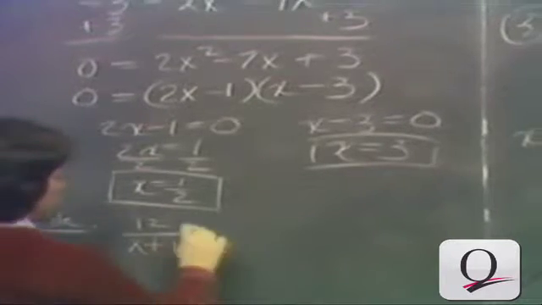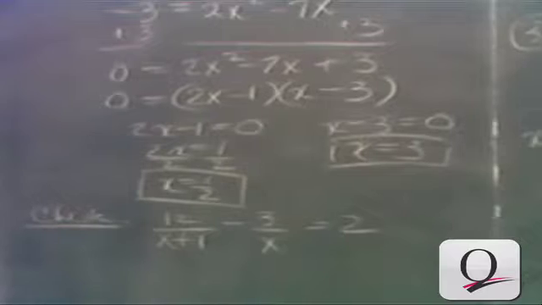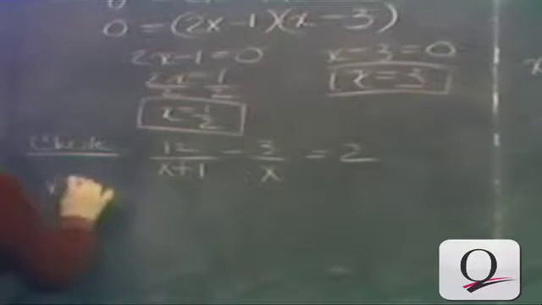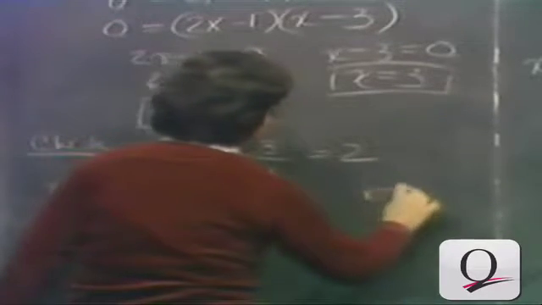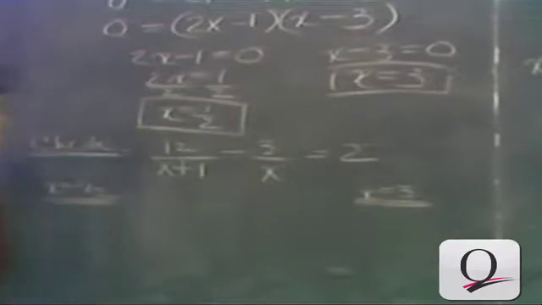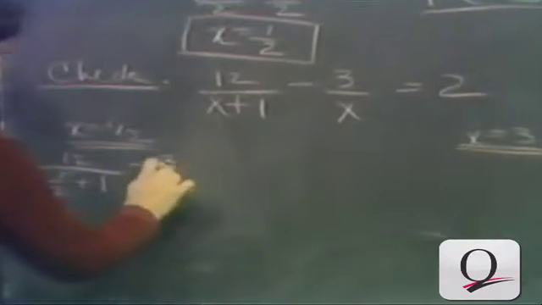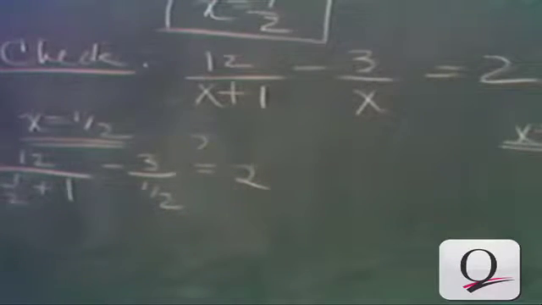12 over x plus 1 minus 3 over x equals 2. It's the original equation we go back to. Let us check x equals 1/2, and then we'll check x equals 3. If x equals 1/2, we get 12 over 1/2 plus 1 minus 3 over 1/2 should be equal to 2.